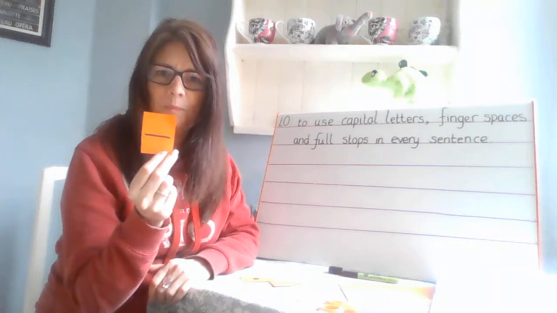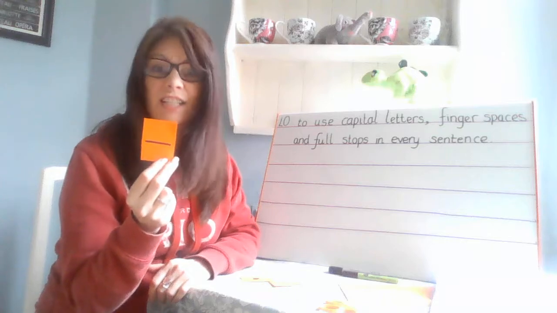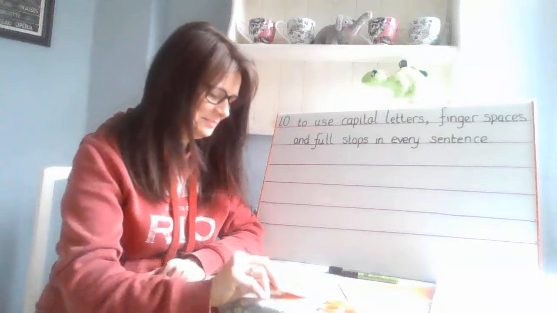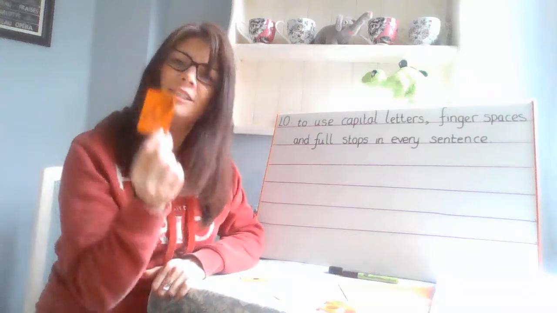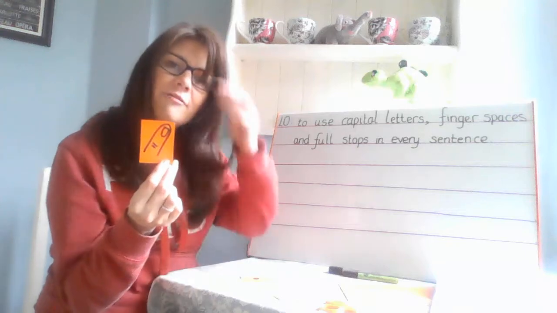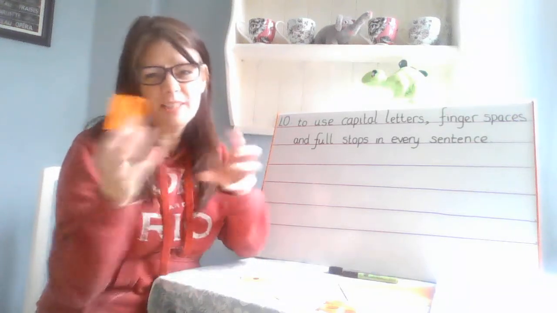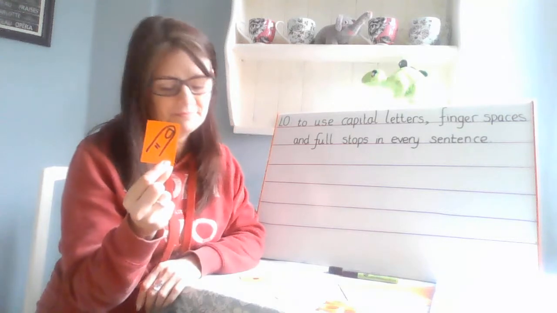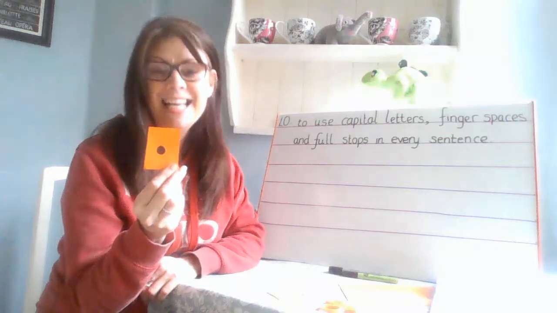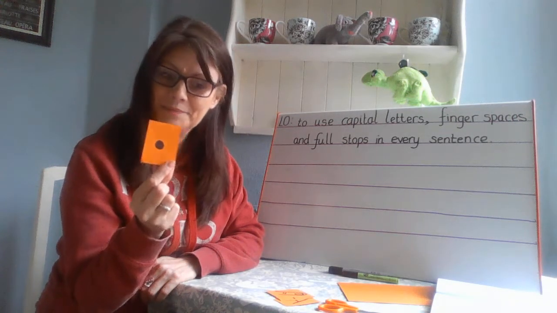Can you remember that one? Writing on the line. All of your letters should sit on the line, apart from the descenders. Do you remember that one? It's a finger space. Every word has to be separated with a finger space. Otherwise, it's just a load of jumbled up letters. And finally, that's right, the full stop. It goes at the end of every sentence.